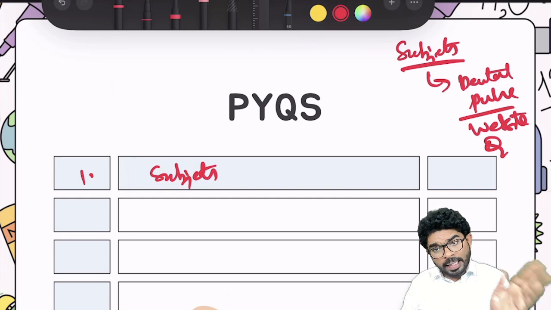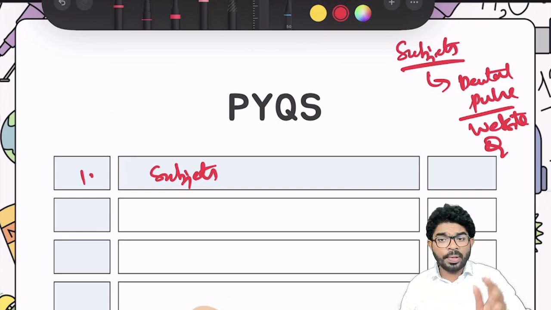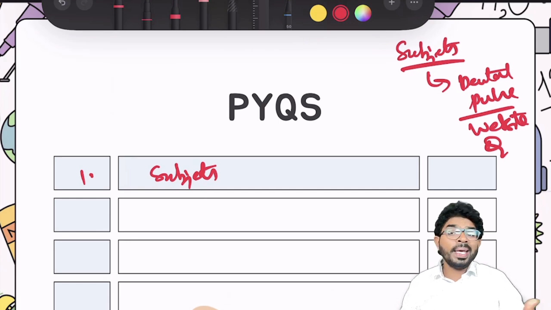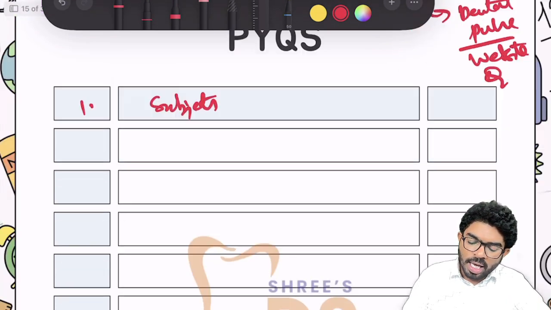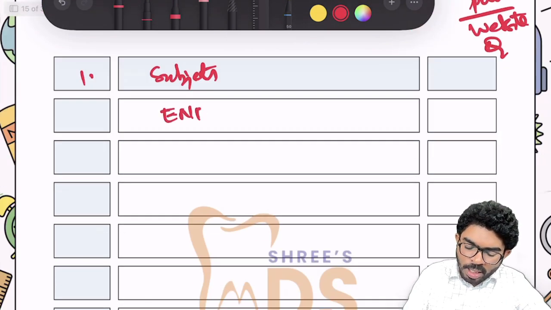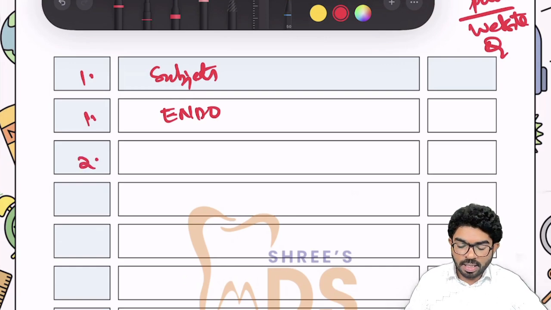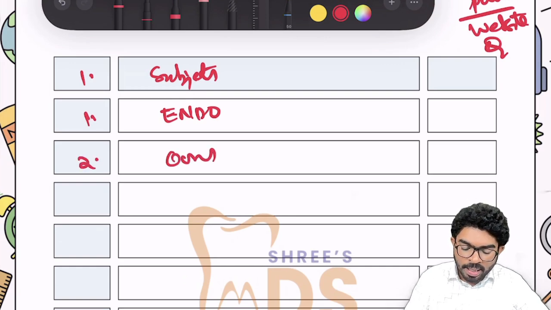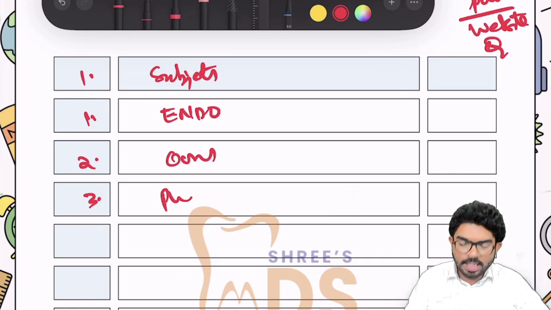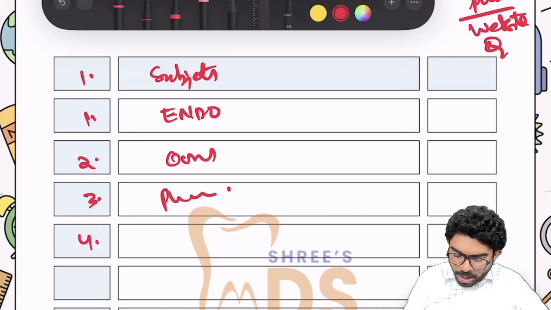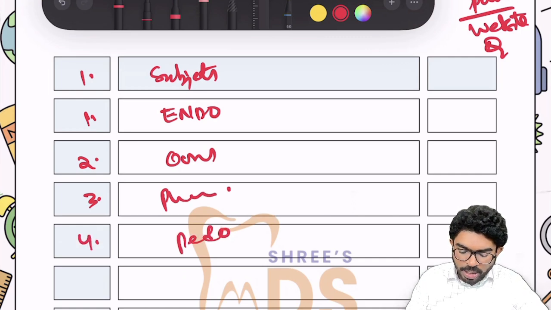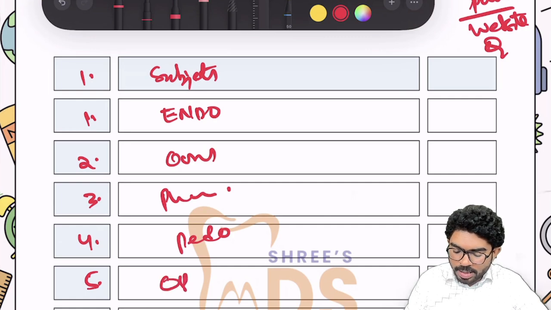After December 31st, if you want, you can start doing the PYQ schedule. You can start doing year wise, retrograde year wise. So first I'm going to do subject wise. I'm going to keep endo first, and I'm going to do cons second. I decided to do pharmacology as the third subject. I decided to do pedo as the fourth subject. Now my schedule is telling me to do oral path and oral medicine as the next subject.